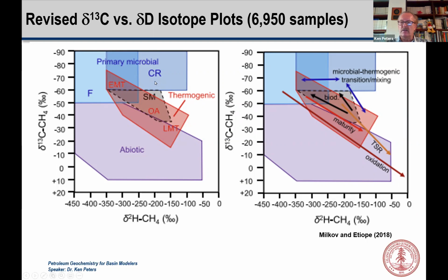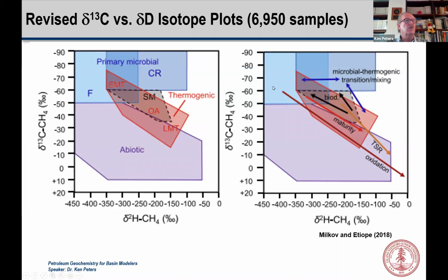Here, CR is the CO2 reduction that I just talked about. We also have the methyl type fermentation, the acetotrophic type of fermentation. That's also in this area down here. This would be secondary microbial gas. There's primary microbial gas from methanogens, but there's also secondary microbial gas. It's a major source of gas in some fields where the oil has been converted directly to methane by methanogens in the rock. EMT here is the early mature thermogenic gas. OA is oil-associated gas. And of course, LMT would be late mature thermogenic gas.